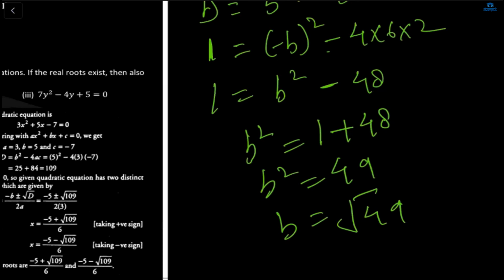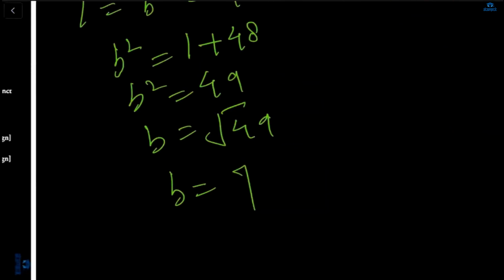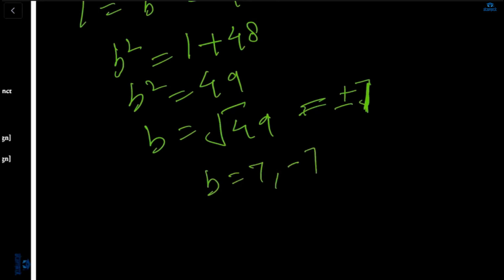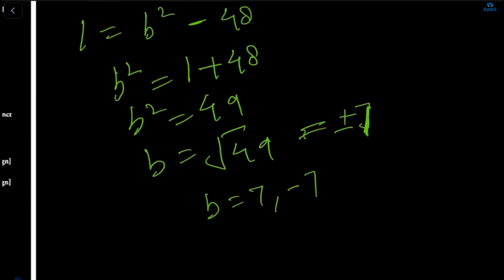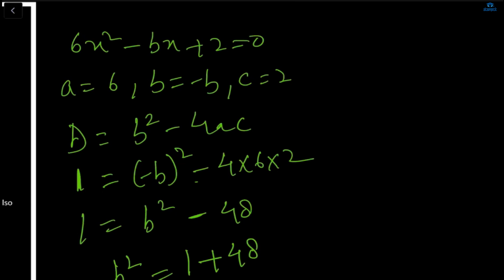Yes or no? In fact, sorry, b will not be just 7. I'm sorry, we have to find the root, so it will be plus minus 7. So b will be equal to 7 or minus 7. Understood? Any doubt? Just go through this in your lecture and from the handouts. Go through this topic and we'll see any doubts.